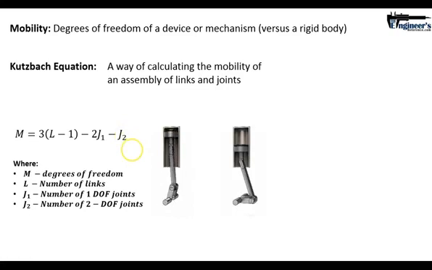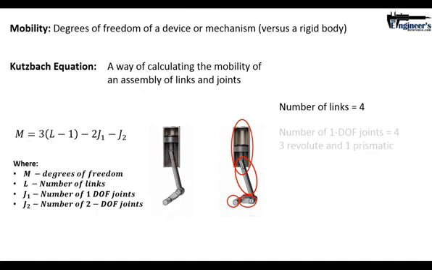So what we have here is a mechanism, a piston that is going up and down, and a still picture of the same piston. Let's go through it and apply this Kutzbach equation to it. Well, first you have to understand the number of links involved. If we consider the number of links, we've got 4 linkages: 1, 2, 3, 4, and then the number of joints.